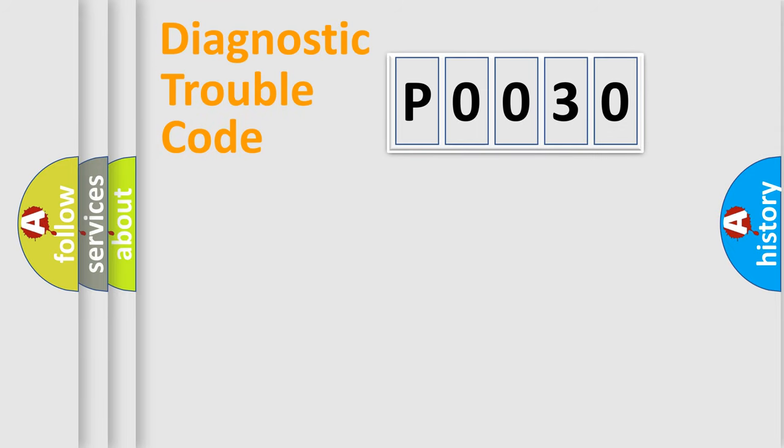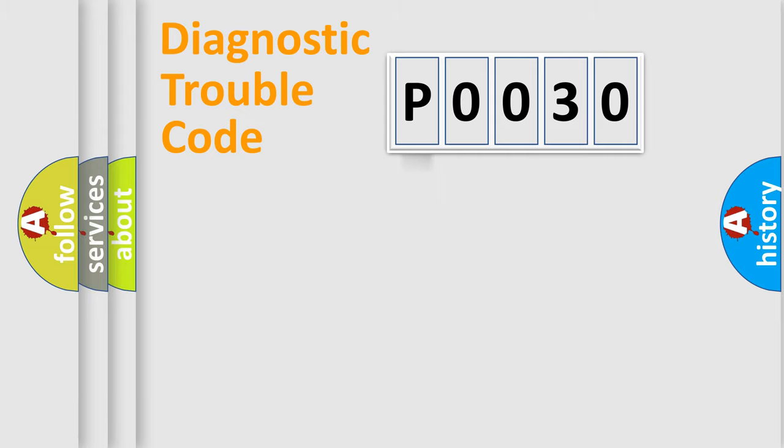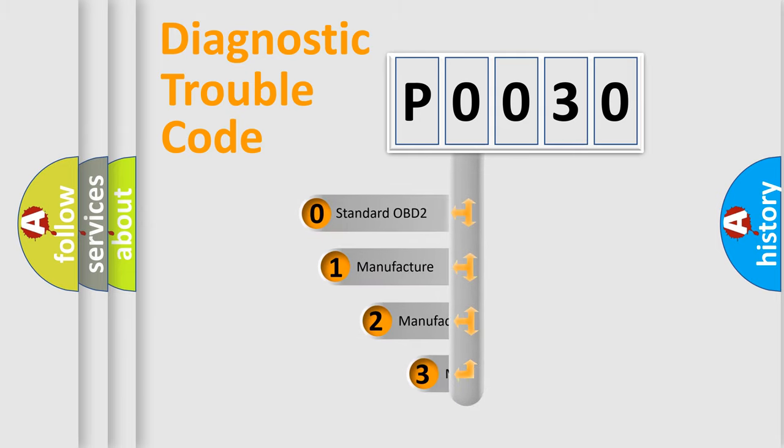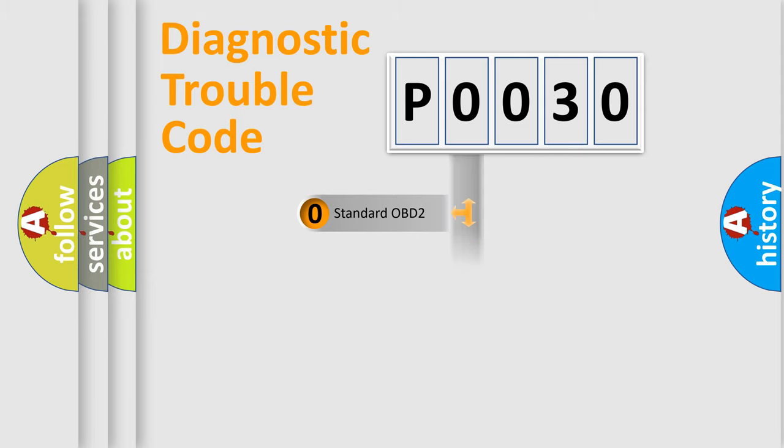Let's do this. First, let's look at the history of diagnostic fault code composition according to the OBD2 protocol, which is unified for all automakers since 2000. We divide the electric system of the automobile into four basic units: powertrain, body, chassis, network. This distribution is defined in the first character of the code. If the second character is zero, it is a standardized error. In the case of numbers 1, 2, 3, it is a more prestigious expression of a car-specific error.